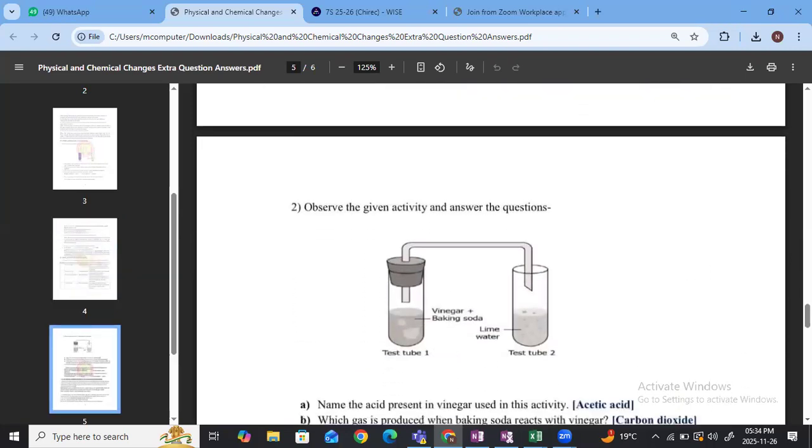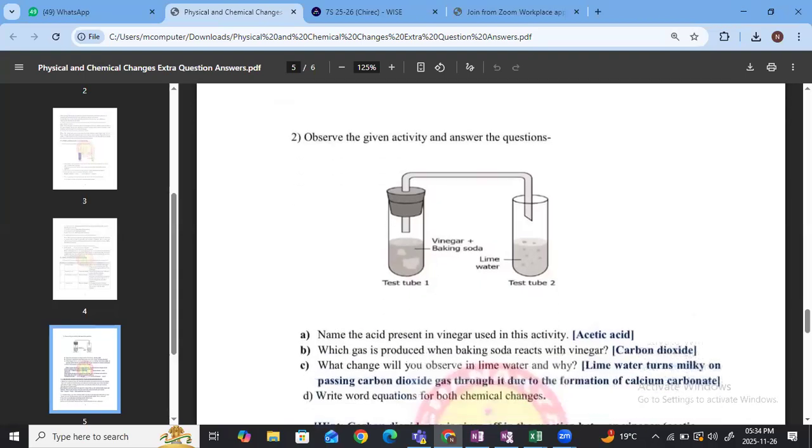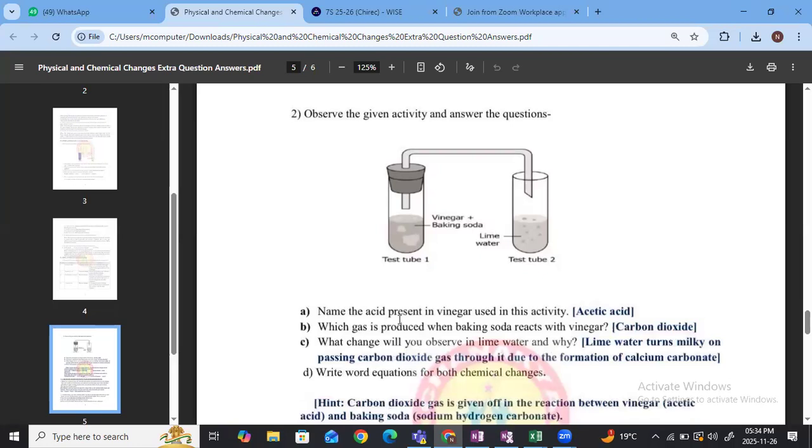Observe the given activity and answer the following questions. There is the vinegar and baking soda. Vinegar is basically dilute acetic acid, CH3COOH. And one is baking soda. Acid and base are reacting, right? And it is lime water. Now you have to tell the acid present in vinegar. Vinegar is basically acetic acid. Which gas is produced when baking soda reacts with vinegar?